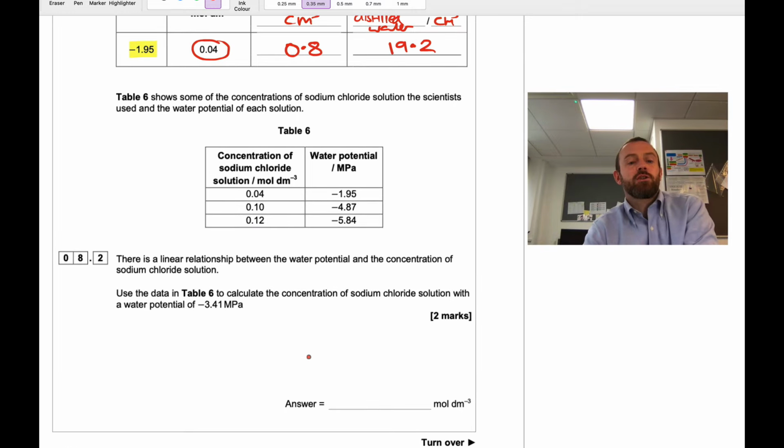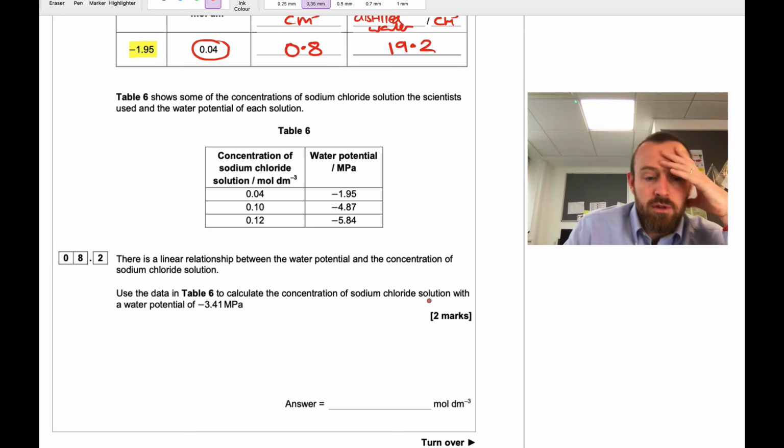Table 6 shows some of the concentrations of sodium chloride solution scientists used and the water potential of each solution. There is a linear relationship between the water potential and the concentration of sodium chloride solution. Use the data in Table 6 to calculate the concentration of sodium chloride solution with a water potential of minus 3.41.